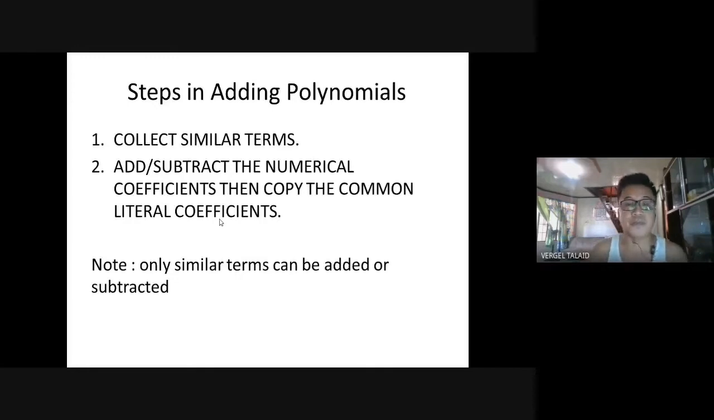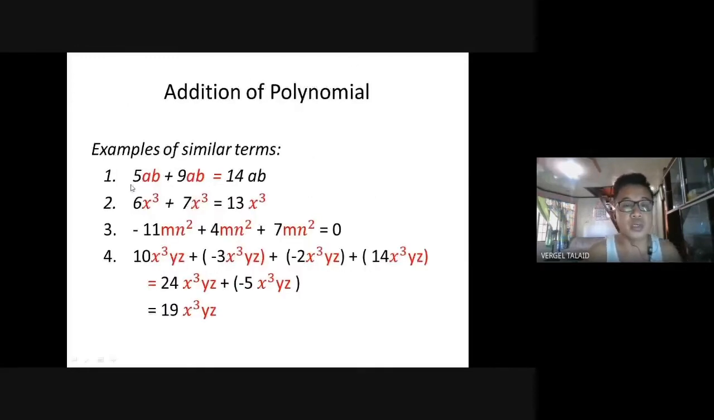For example, in number 1, since 5ab and 9ab are similar, since they have the same literal coefficient, our answer is 5 plus 9. You are going to add the numerical coefficients, 5 and 9, that is 14. Copy the common literal ab. The same also with number 2, we have 6 plus 7 is 13. Copy the common literal x cubed.